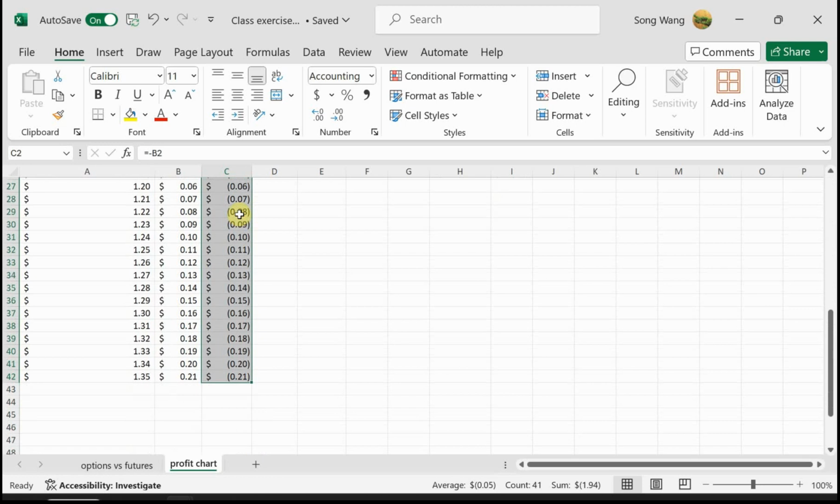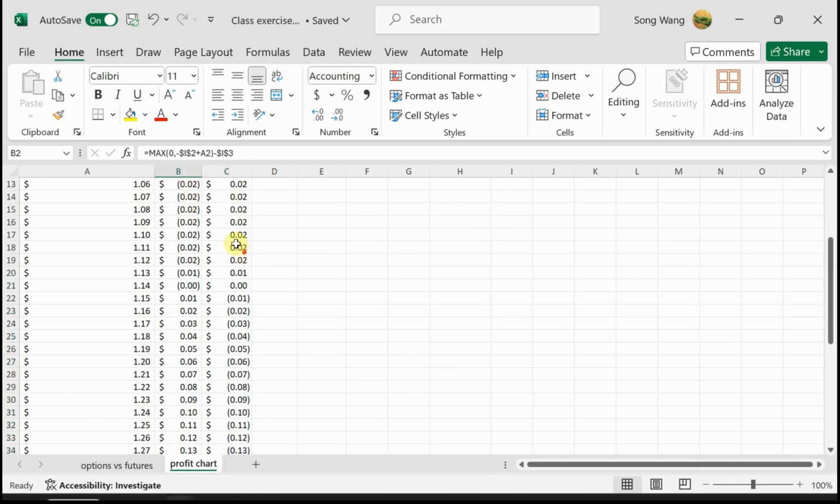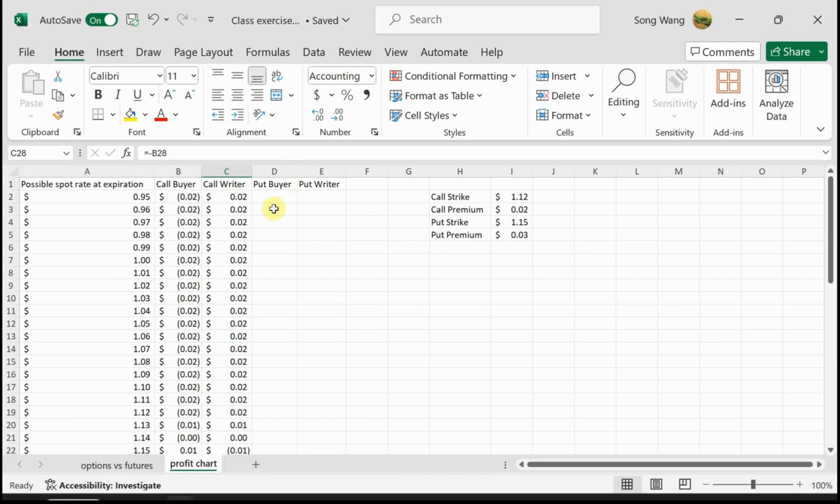Okay, so you can see it's completely the opposite. Whatever the call buyers make is the loss of the call option writers. The call option writer, by selling this call option, collects the premium from the call buyers. And when the call option buyer exercises the call option and makes some money, then the call option writer has to do the counterpart trade and suffer a loss.